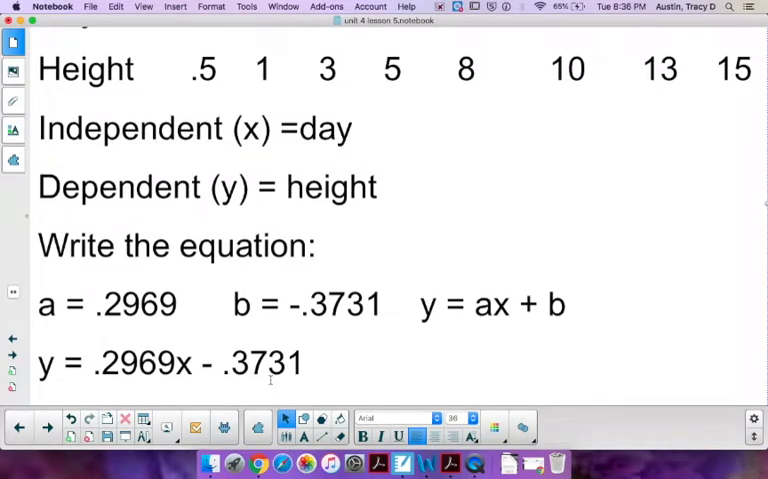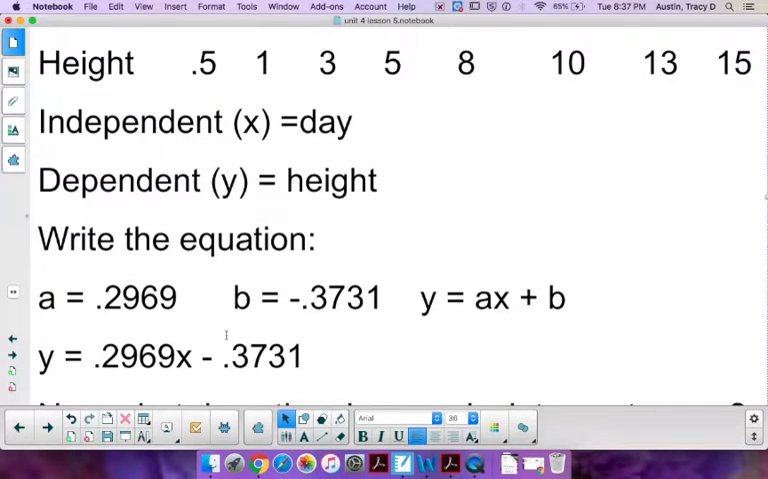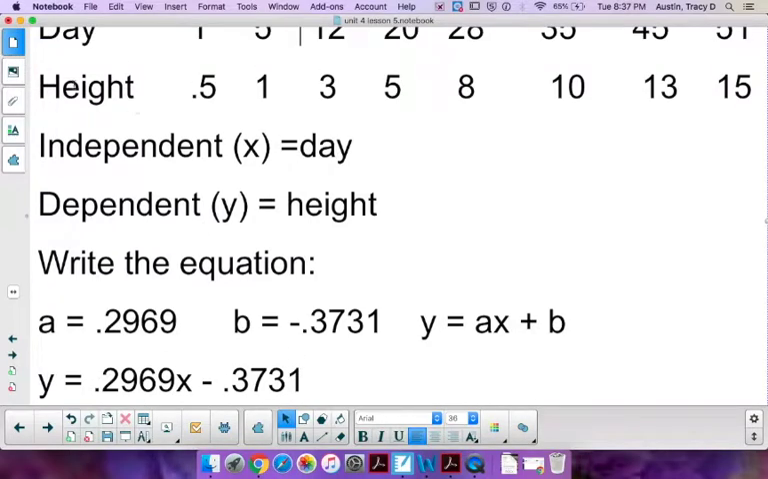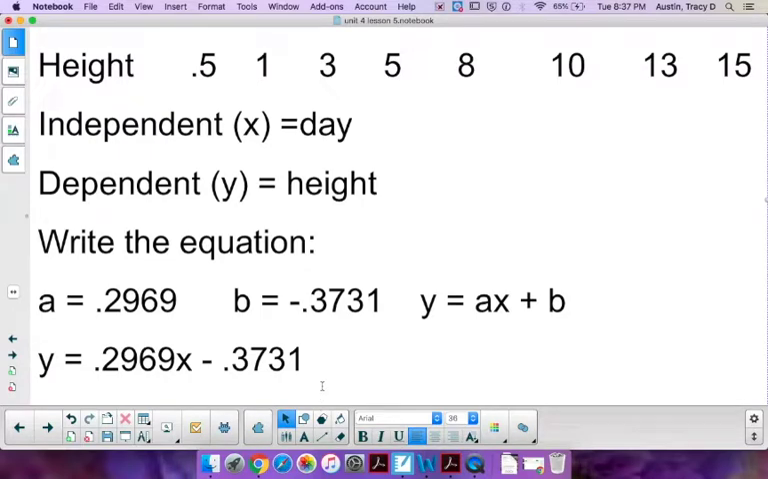Okay, now what does this mean with the problem? Because remember, we're all about being able to talk about it in the real world. What does it mean? Okay, well, remember that we've talked about what is a y-intercept. A y-intercept is where x is 0. Well, x represents your days. So this would be the height at day 0. Right? That's what the y-intercept is, height at day 0.